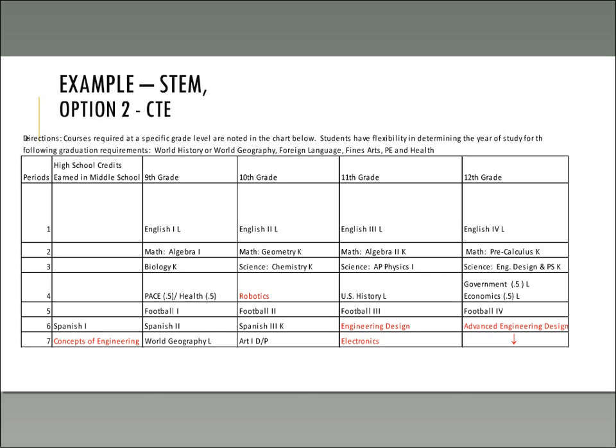And then you see the three required social studies credits. So they took another elective instead of taking world history during their sophomore year. So this is what a completed four-year plan would look like for the CTE option of STEM.